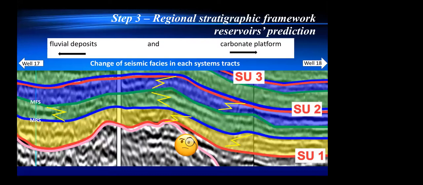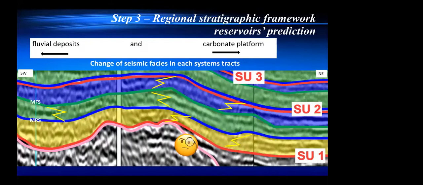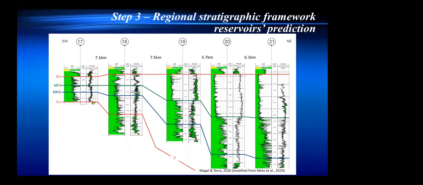Let's make the same correlation using well logs. So how can you correlate fluvial and carbonate deposits within the same time interval? An arbitrary line, a transitional line, is not enough. And remember, we don't want to make the boss angry. Well, the seismic interpretation indicated to us where the limits are, I mean, the zigzags.